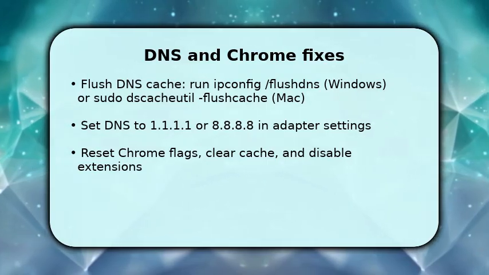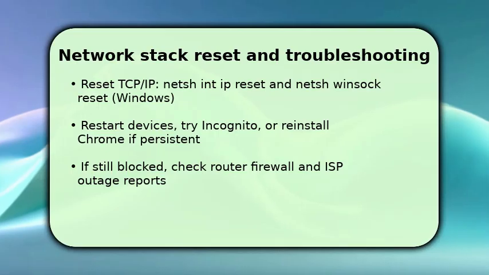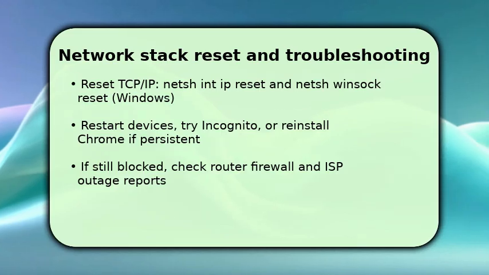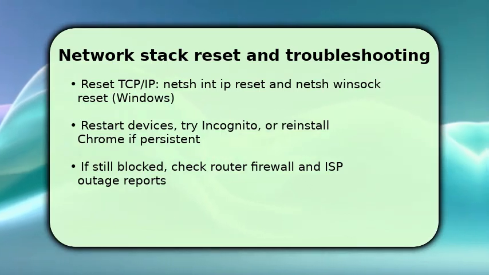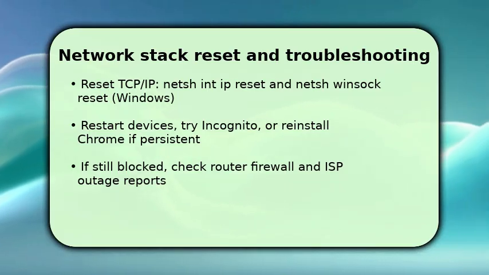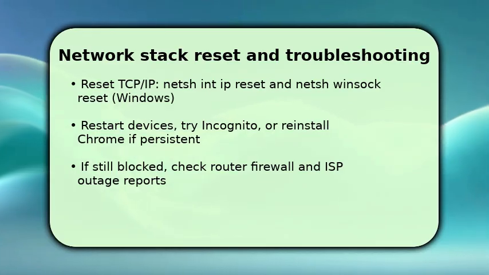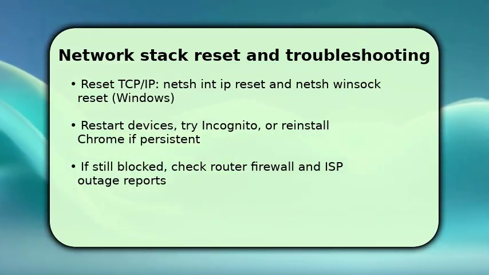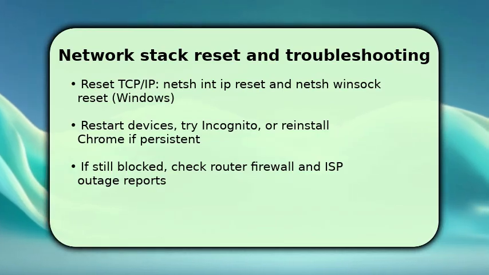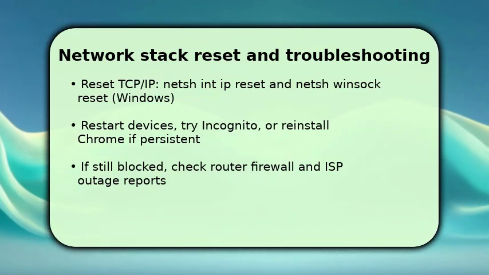Finish by resetting the network stack and confirming device-level blocks. On Windows, run netsh int ip reset and netsh winsock reset, then restart your PC and router to apply changes. Once restarted, try the site in Chrome Incognito to rule out profile issues, and if problems persist, reinstall Chrome to replace a corrupted binary. If you still see site can't be reached, examine router firewall rules and check for ISP or regional outages. One key troubleshooting tip: try a mobile hotspot to isolate your ISP from your.